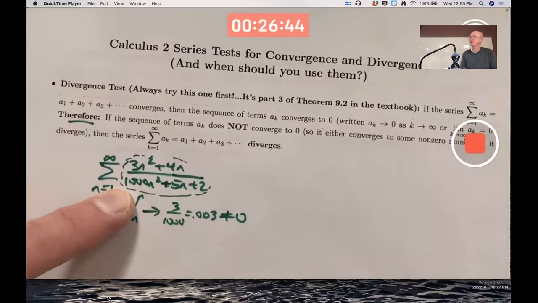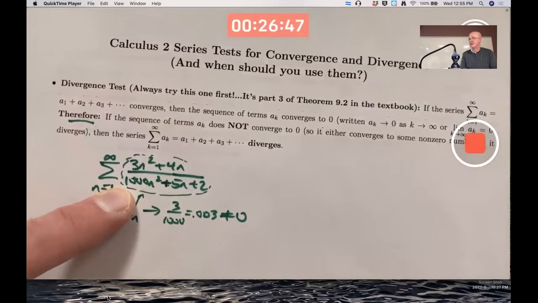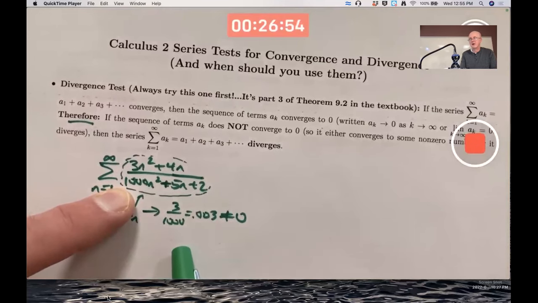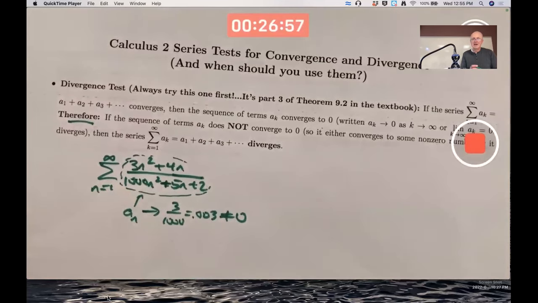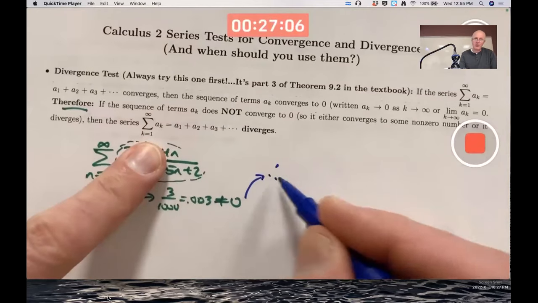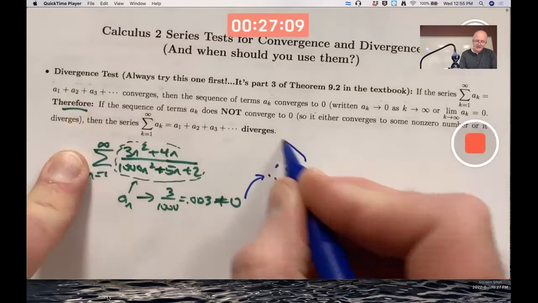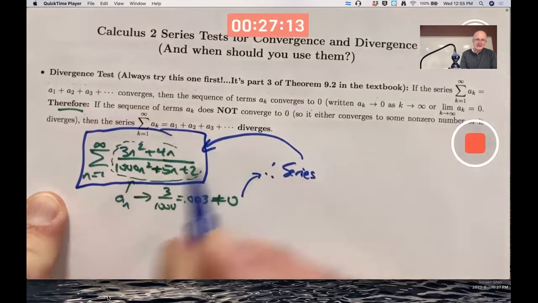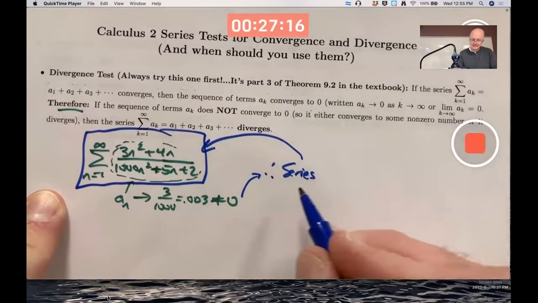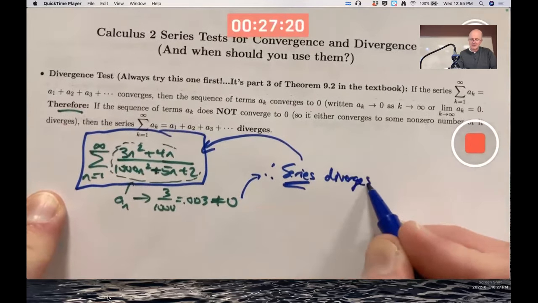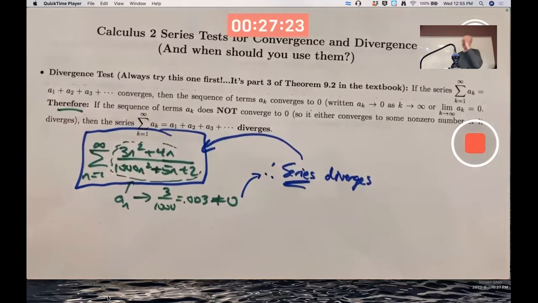It wouldn't matter how big this coefficient was. I could make it 10 to the million power times n squared. The fraction a_n would still not approach zero. And that's good enough by the divergence test to say the series diverges. Therefore, the series, including the summation sign, I'm purposely circling it with the summation sign, the series diverges. The terms converge, but they don't converge to zero. Enough to say the series diverges. Super important to understand those subtle distinctions.